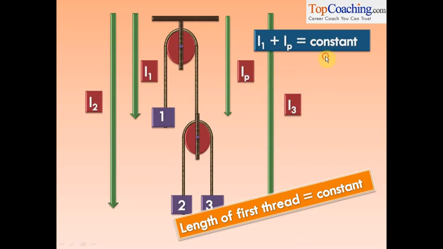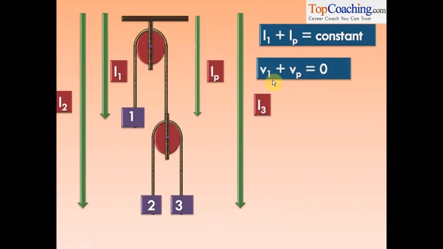If we differentiate this equation with respect to time, we will see that dL1 by dt represents the velocity of mass 1. Similarly, dLP by dt represents the velocity of the movable pulley. So v1 plus vP is 0. If we further differentiate this equation, we get a1 plus aP equal to 0. So the acceleration of mass 1 plus the acceleration of the moving pulley is 0. So there you go. By applying the first thread constraint equation, we have derived the equation a1 plus aP equal to 0. So this is one important thing.